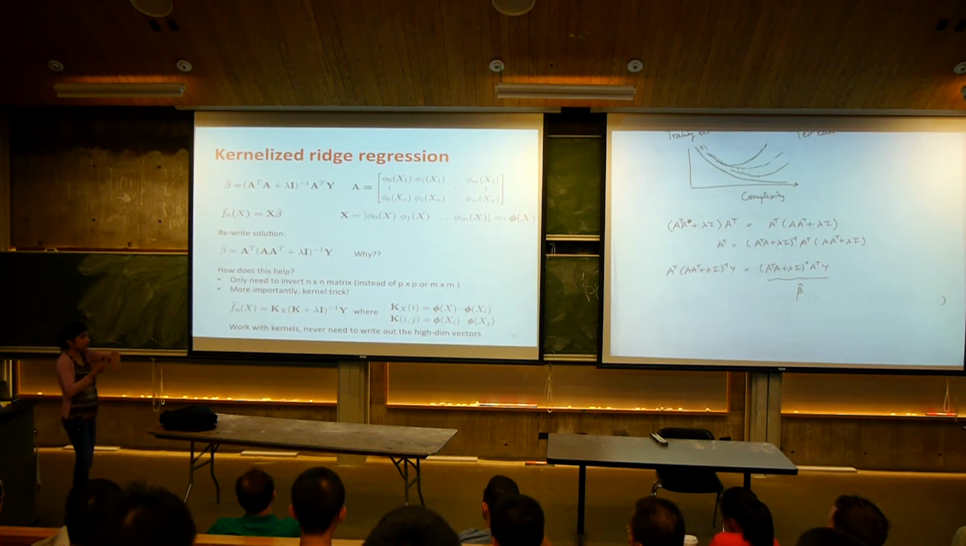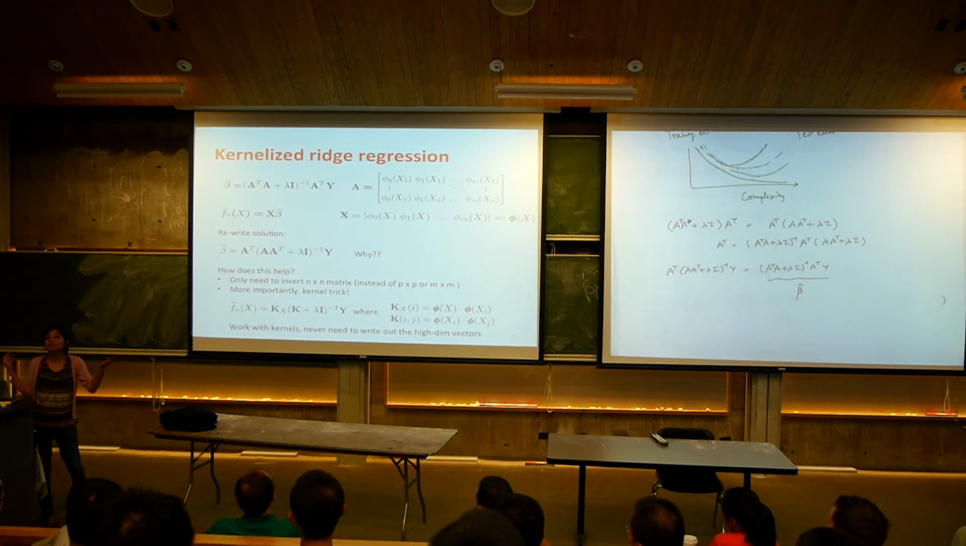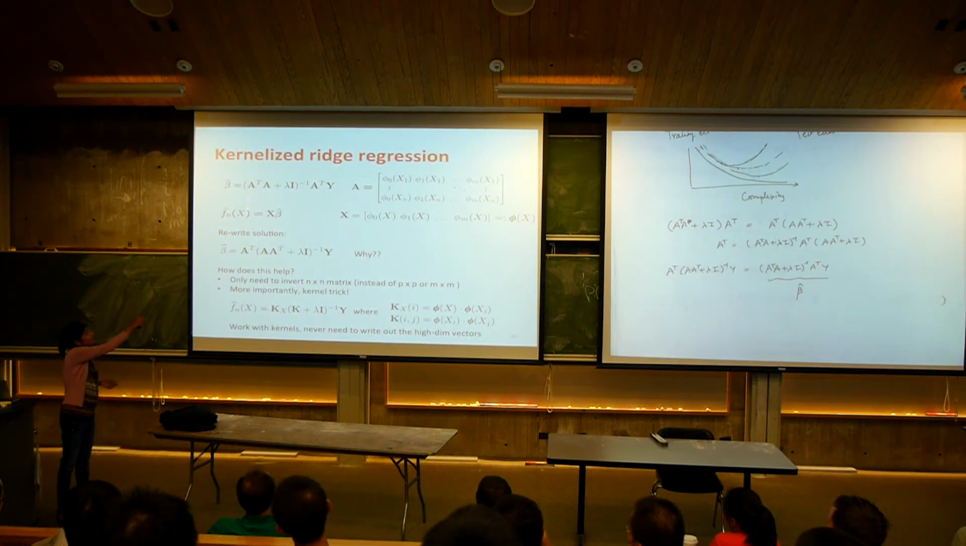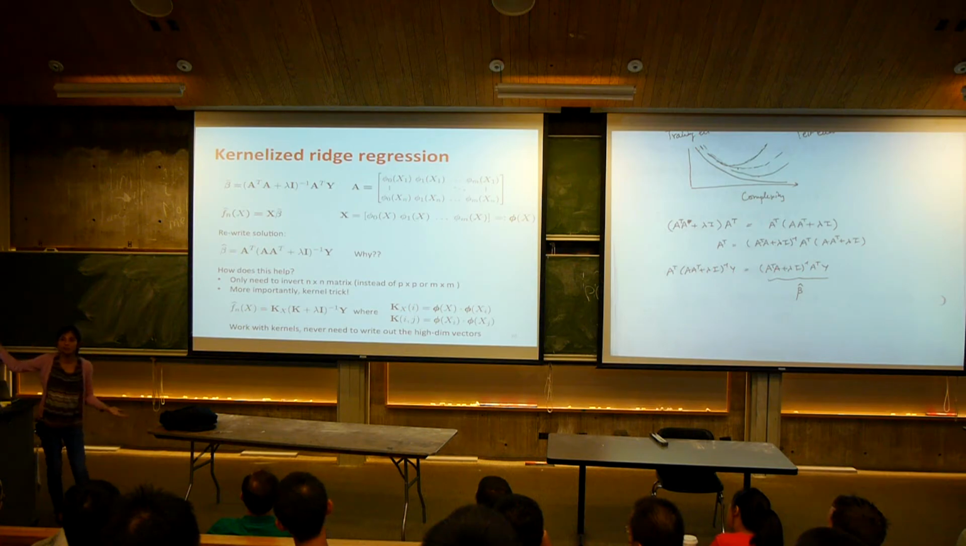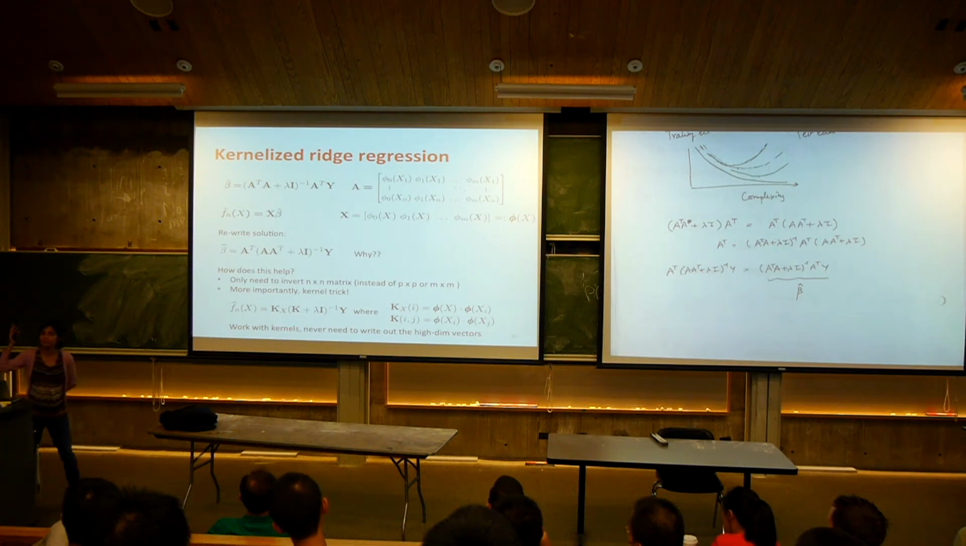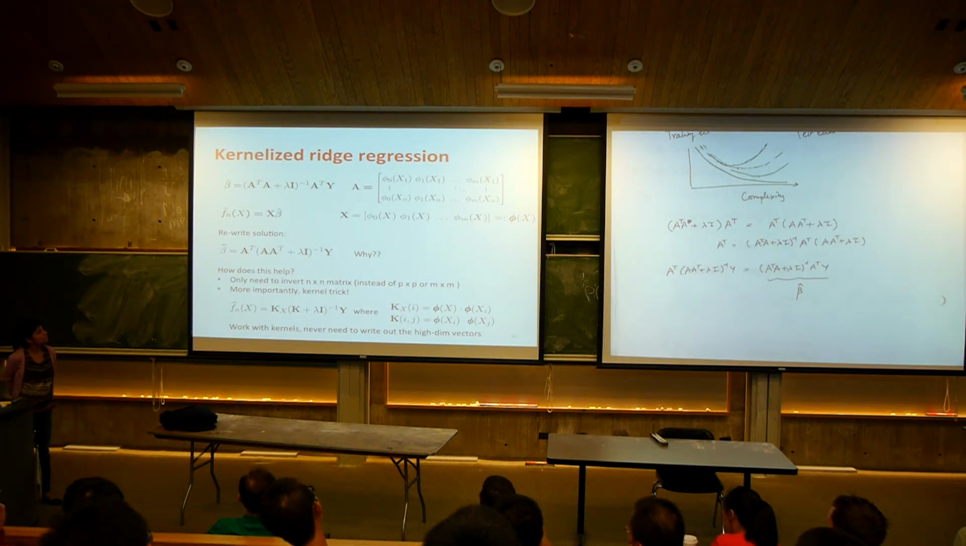We never really have to write out these high dimensional vectors. In fact, they can be infinite dimensional. We couldn't do infinite dimensional here because this would be an infinity times infinity matrix we are trying to invert. Whereas here we always have this n by n matrix no matter how many features you have. It could be potentially infinite. Does that make sense? Questions?